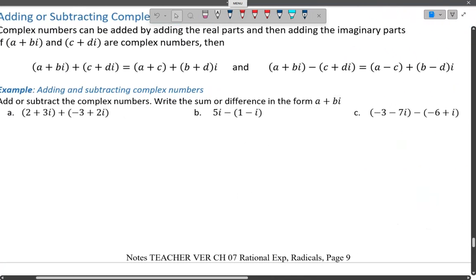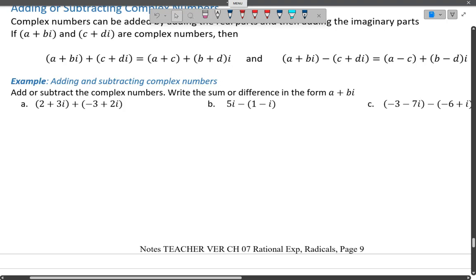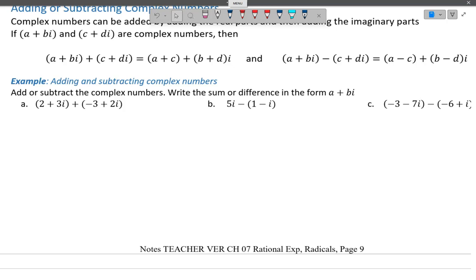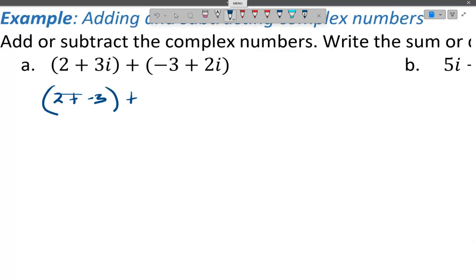All right. So we can add and subtract the complex numbers, and then we just want to make sure we write the sum or difference in the form a plus bi. So we add the real numbers together. What are the real numbers in my first sum here? I'm going to add 2 and negative 3. And then what are the imaginary numbers? 3i and 2i. So if I take 2 and add negative 3, what do I get? If I have 3 i's and then I add 2 more i's, how many i's do I have? 5i.